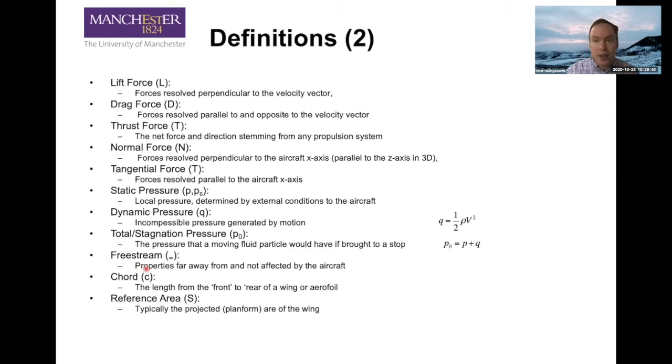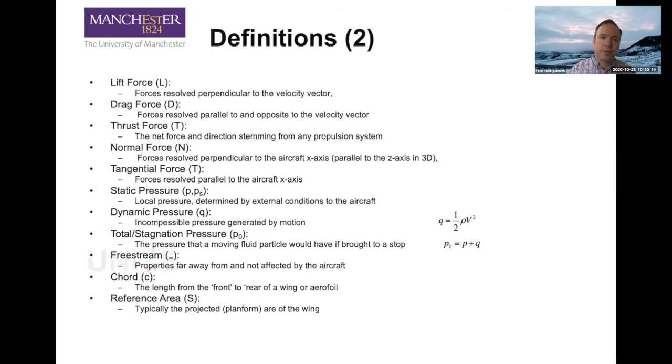Reference area, again, you get to choose it, but for fixed wing aircraft, we tend to use the planform projected area of the wing. We can add on to that other types of vehicles. For cars, our reference area is usually the cross-sectional reference area. That's the same for rockets and missiles. But what that means when we talk about coefficients in the future is that you cannot compare the drag coefficient of a car to that of an aircraft until you compare the reference areas.